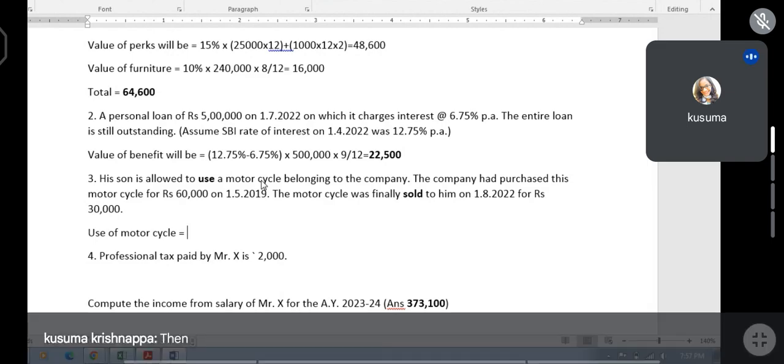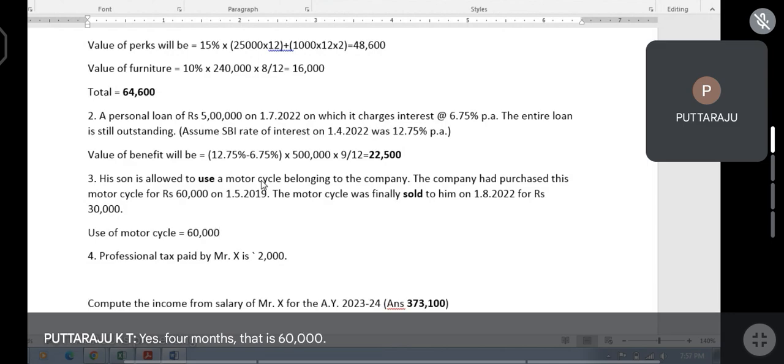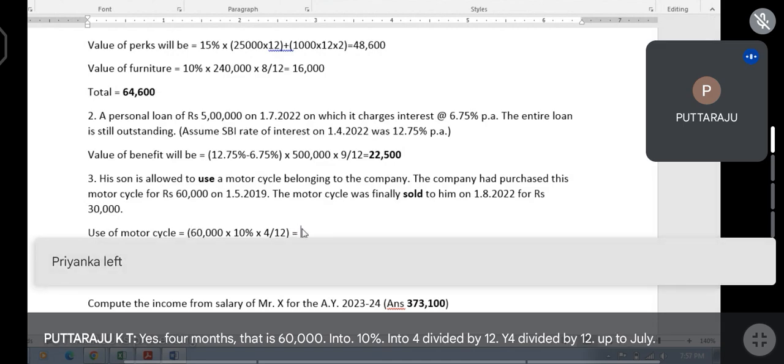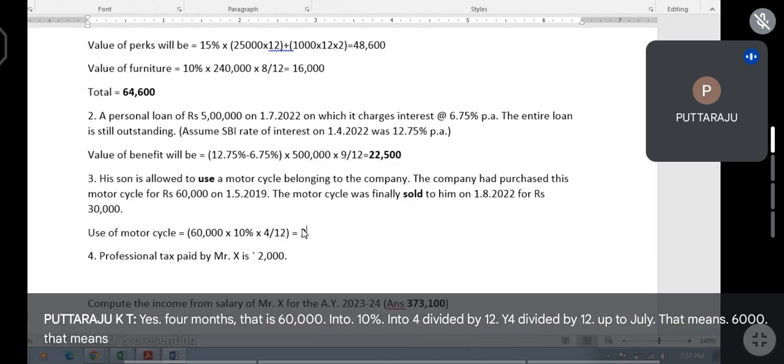Then it is 4 months: April, May, June, and July. Yes, 4 months. That is 60,000 into 10% into 4 divided by 12. Up to July. That means 6,000, that means 2,000. Correct, sir?